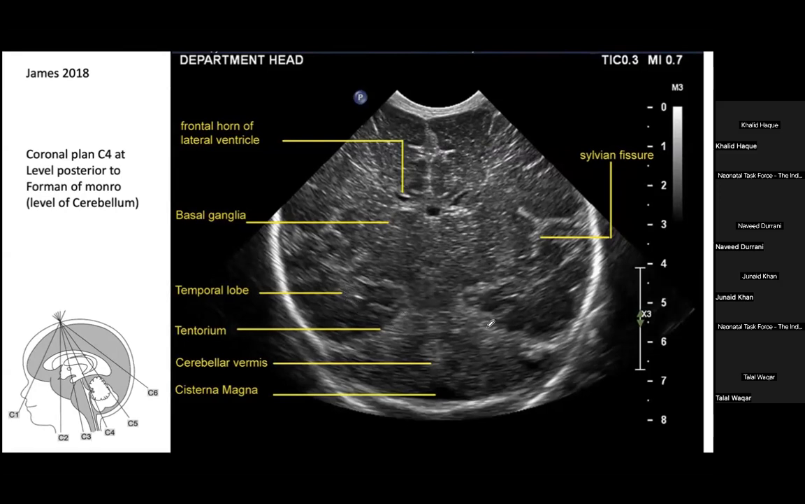And now you can see here the cerebellum. This is the tentorium cerebelli. This is the midline cerebellar vermis. And this is the cisterna magna. Sylvian fissure is still coming here in this view.